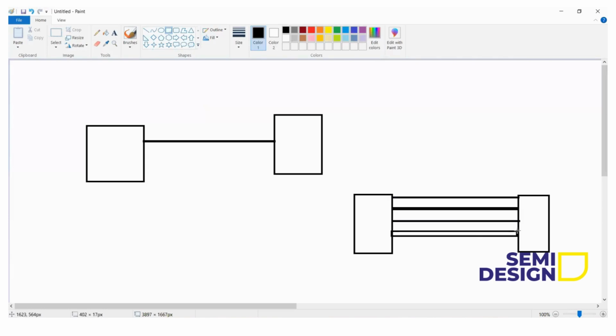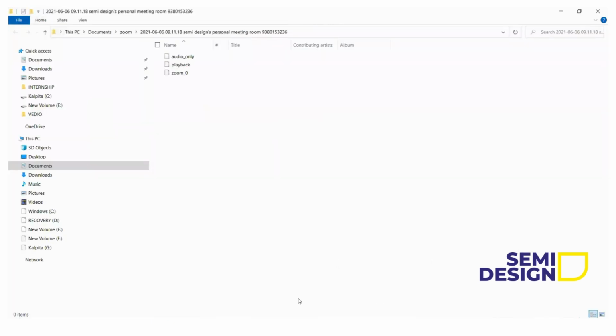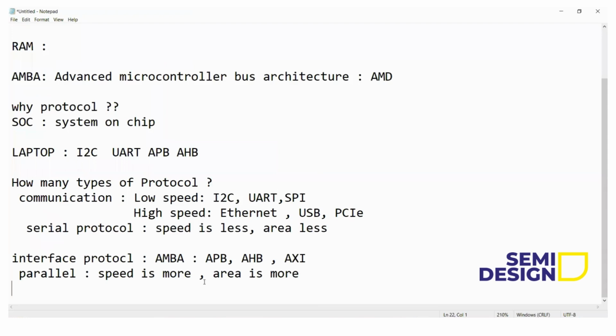So as the data size increases, your bus requirement will increase. But here, how many data bits there are does not matter. You just have one line to transfer the data. Okay, so understood about this, how many types of protocol?